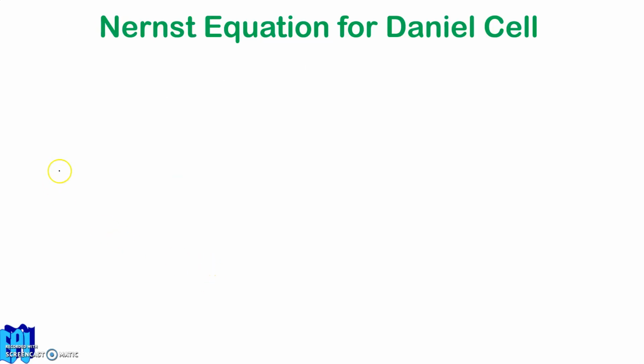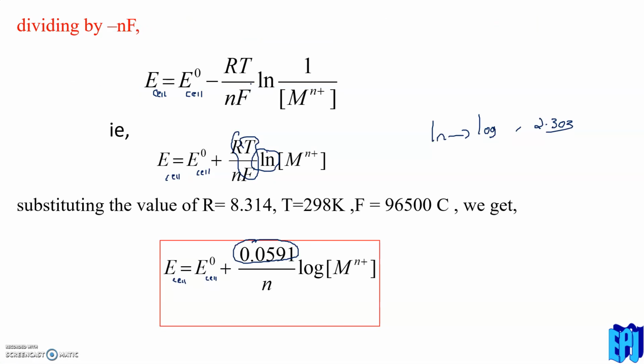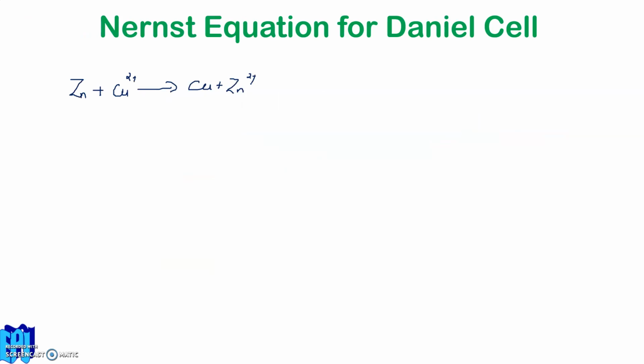Now I am going to derive the Nernst equation for the Daniell cell. The Daniell cell reaction is Zn plus Cu2+ gives Cu plus Zn2+. Just replace the term by K. The general format of the Nernst equation is E cell is equal to E0 cell minus 2.303 RT by NF log K or Q.